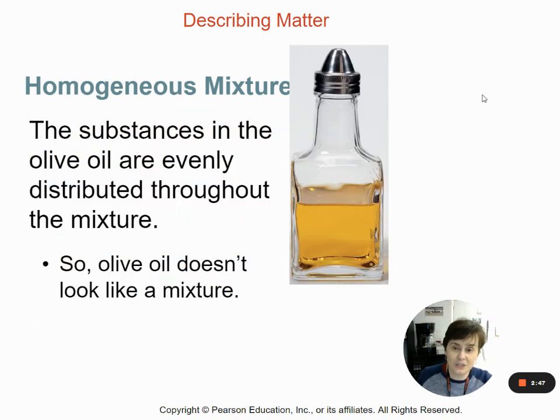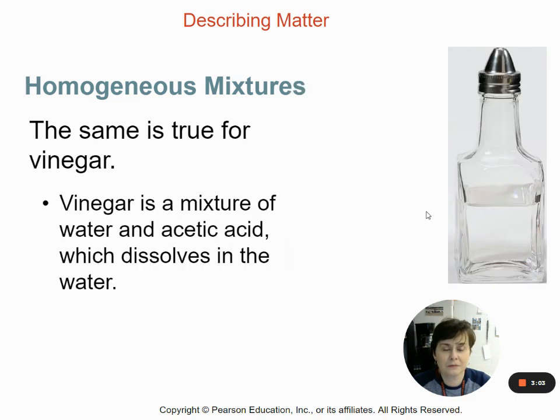That would be homogeneous. Now, olive oil, the substances are evenly distributed. So olive oil doesn't look like a mixture. We've got some lipids, probably not a lot of water. Why? Because it's an oil, and we know that oil and water don't mix. Vinegar, we know there's a lot of water in that. What makes vinegar is the presence of acetic acid. It's a weak acid, and we use it in a very weak concentration that dissolves in the water. So we also have a mixture, but you can't tell the difference in the portions.